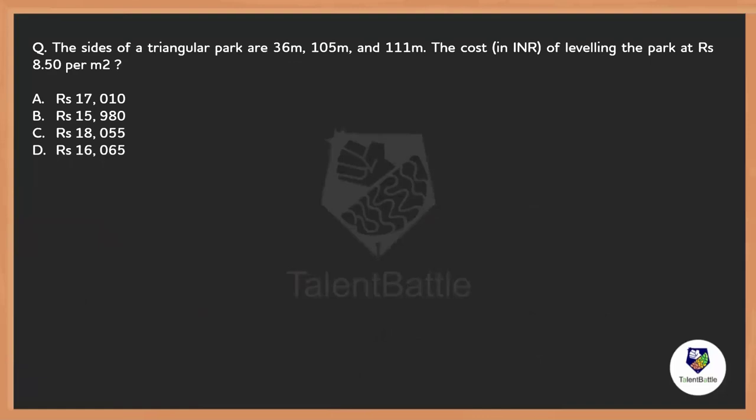The sides of a rectangular park are 36 meters, 105 meters, and 111 meters. The cost in INR, Indian rupees, of leveling the park at 8.5 per meter square is how much?